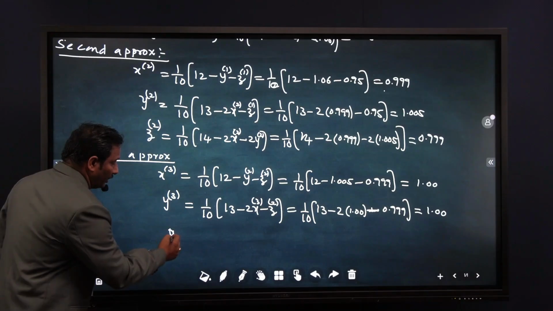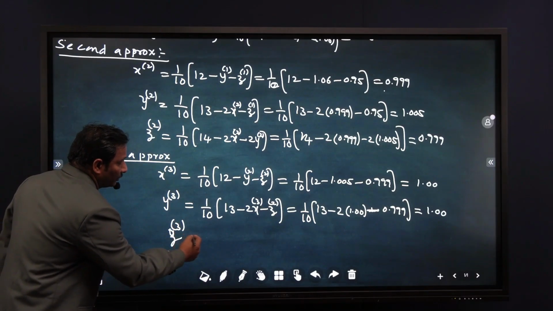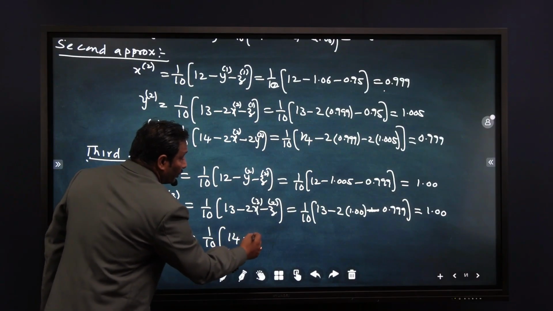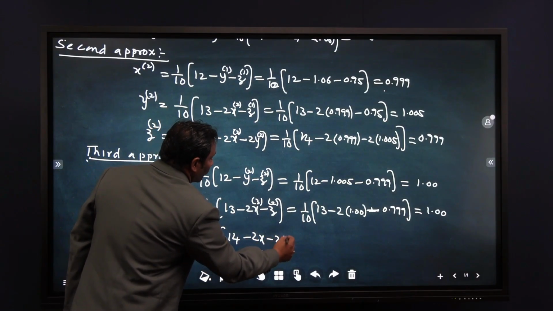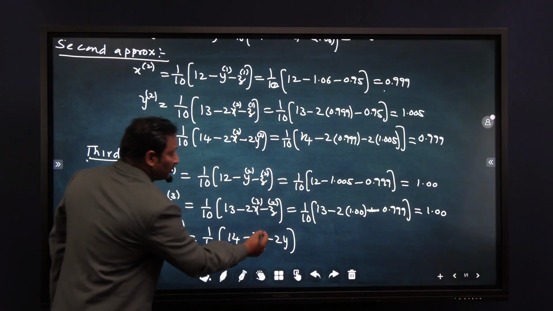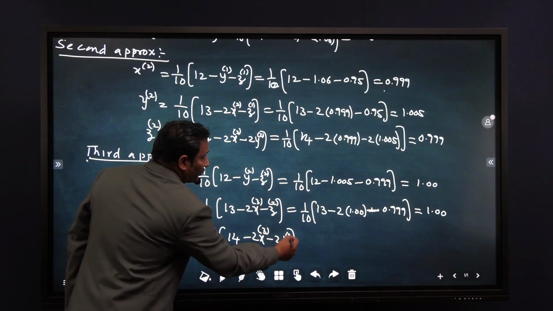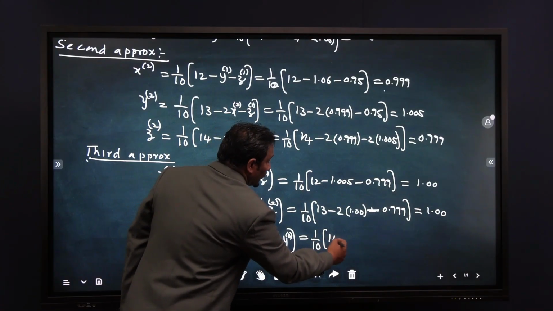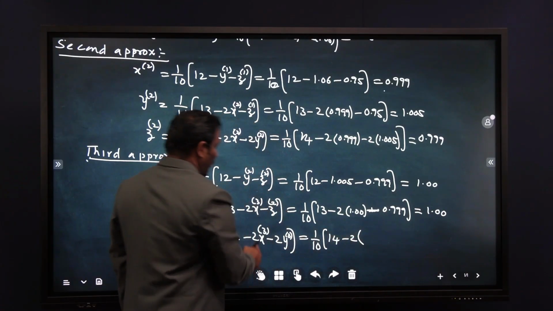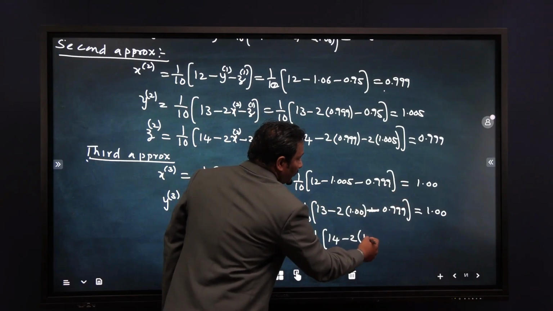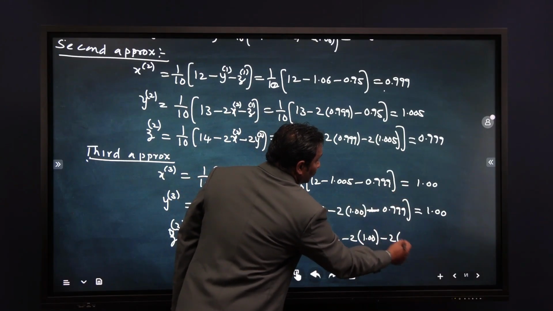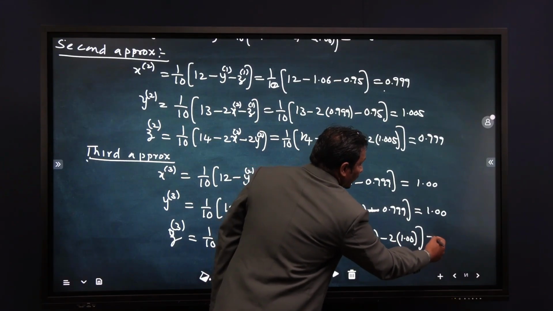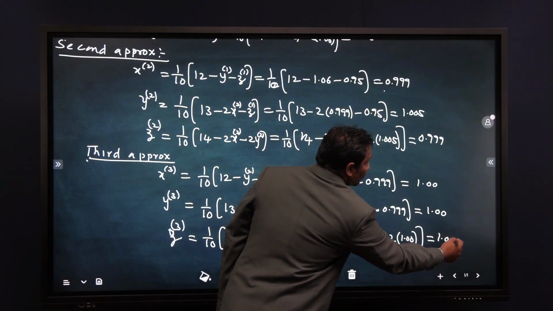Next, the z third approximation value, so 1 by 10 times of 14 minus 2x minus 2y. Now we have to use the third approximation values of x and y. Substitute those values. 1 by 10 times of 14 minus 2 into third approximation of x, that is 1.00, minus 2 into third approximation of y, 1.00. On calculating, we'll get it as 1.000.